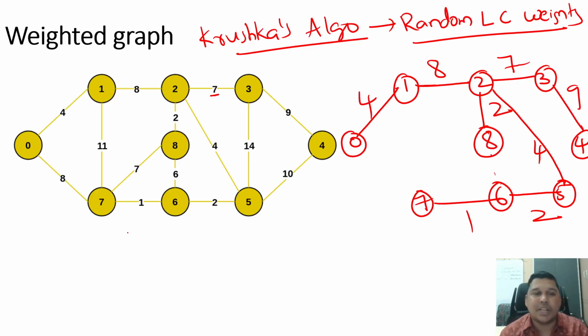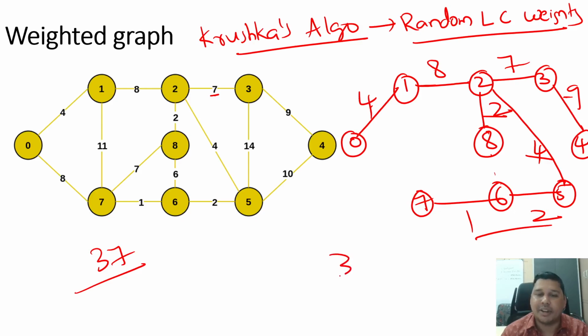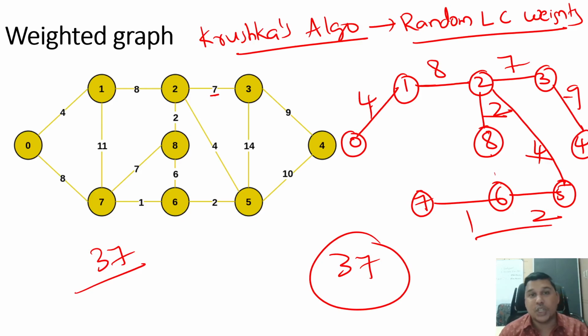You can check the previous one using Prim's, it was 37. Now also you can verify: 4 plus 8, 12, plus 7, 19, 19 plus 9, 28, plus 2, 30, 34 plus 3, 37. Still using Kruskal's algorithm also we got 37. So these two are different techniques. Either you can use Prim's or you can use Kruskal's. Whichever you want, you can use it, but the minimum cost will be the same.